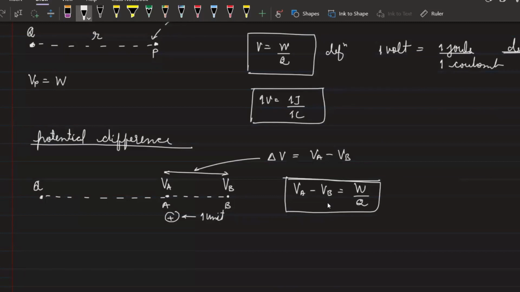The simple fact that you need to remember is that whichever of the two ends is more positive is said to be at a higher potential, and the one which is more negative of the two is at a lower potential.